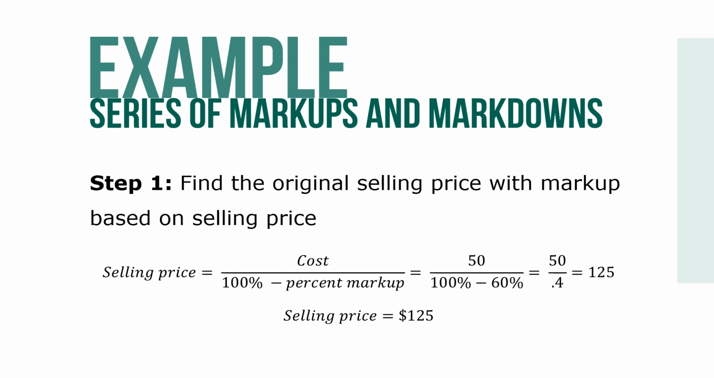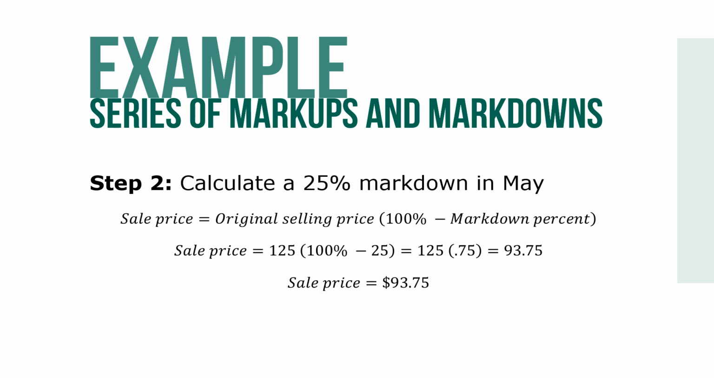When solving a series of markups and markdowns, remember that each should be based on the previous selling price. Use the formulas presented to take each step one at a time. Find the original selling price with markup based on selling price. Selling price equals cost over 100% minus percent markup, which equals 50 over 100 minus 60%, or 50 over 0.4, to give us a $125 selling price. Calculate a 25% markdown in May. Sale price equals the original selling price times 100% minus the markdown percent. So sale price equals 125 times 100% minus 25%, or 125 times 0.75, to give us a $93.75 sale price.